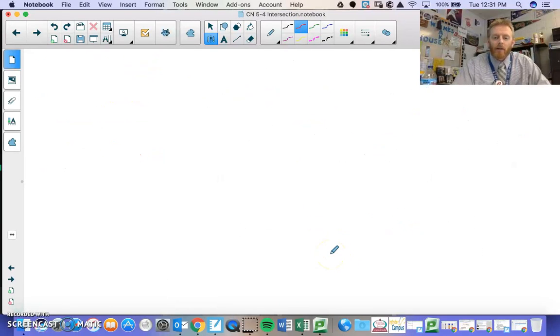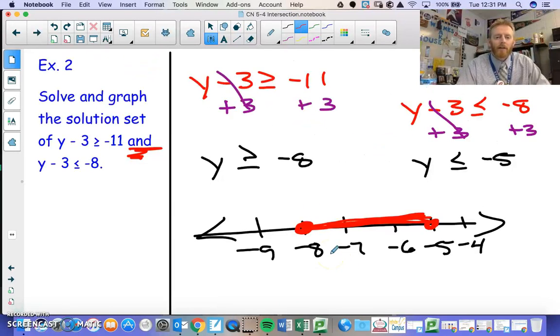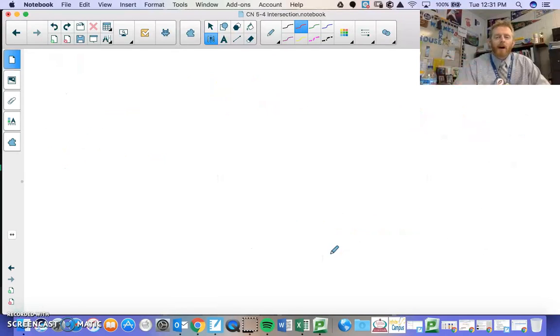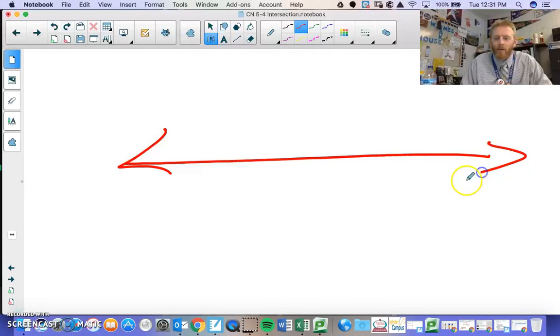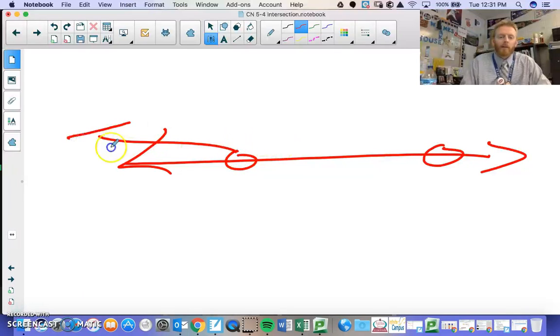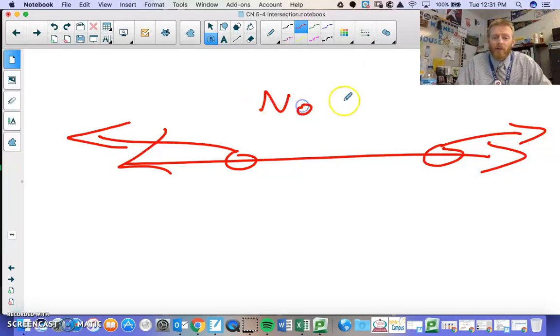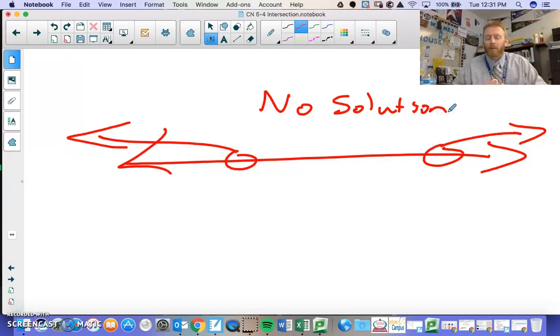All right, let's give you one more. Oh, that's all of it? All right, folks. As you can imagine, I want to give you one idea here. Where we have an and, we're looking for things to intersect, and if this one goes that way and this one goes that way, which means that they never intersect, this would be a no solution type of problem. So if they're supposed to intersect but they never do, that's a no solution.